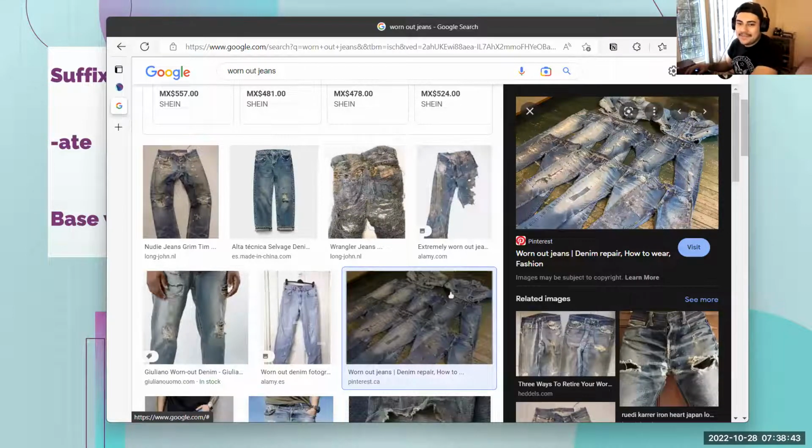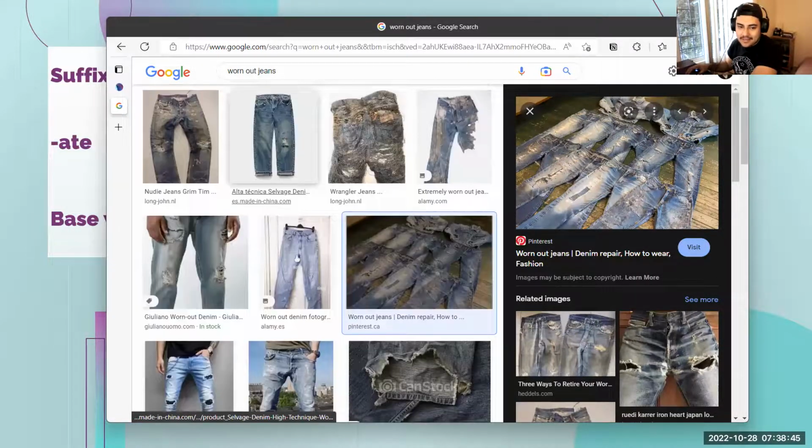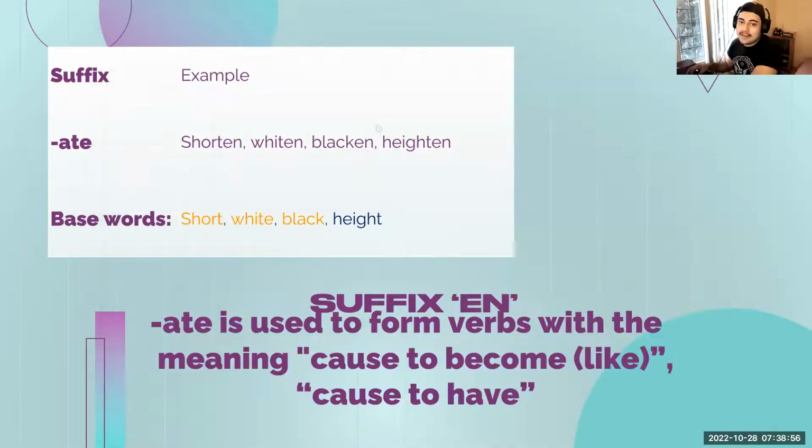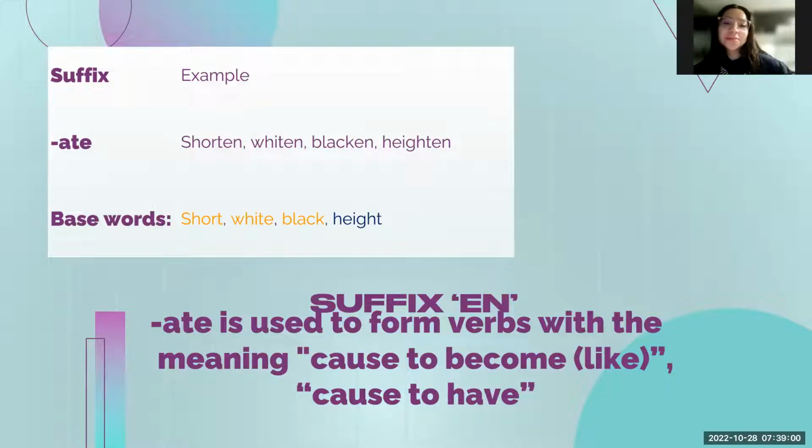So can you repeat your idea? When jeans are worn out, you need to blacken them. Excellent. Black and what? Blacken them. Very good. Excellent. Right? And the other one, heighten.